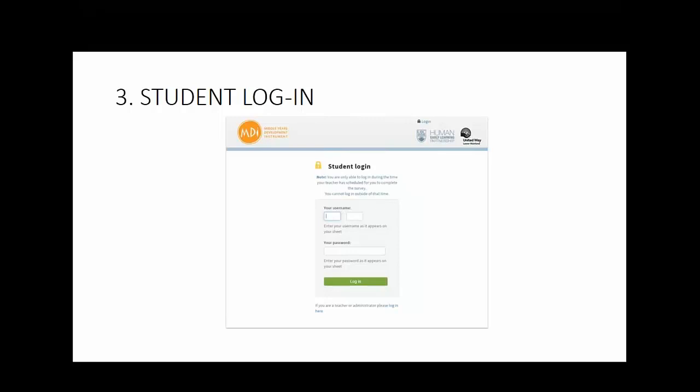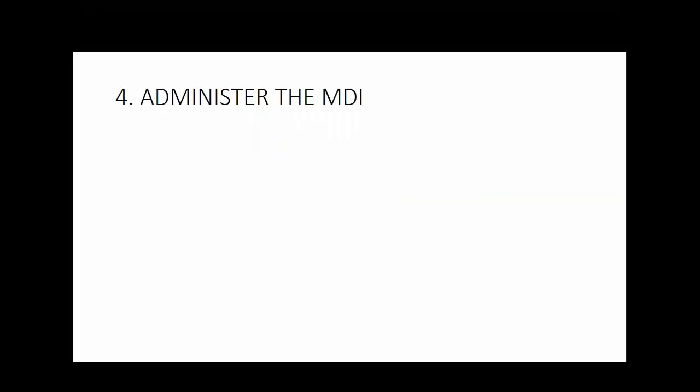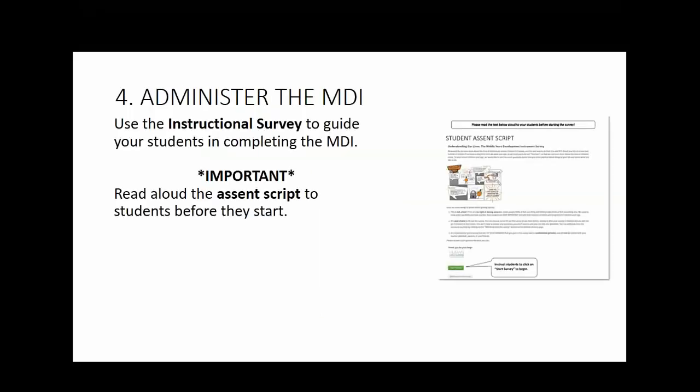So once you have all the students in your classroom, you distribute their student logins and direct them to this login page. Then use the instructional survey to guide your students through the survey. This is really identical to the online survey, except it contains an assent script for you to read aloud before you start. The assent script describes what students will be doing and informs them that they can also choose not to participate, that they can skip questions, etc.